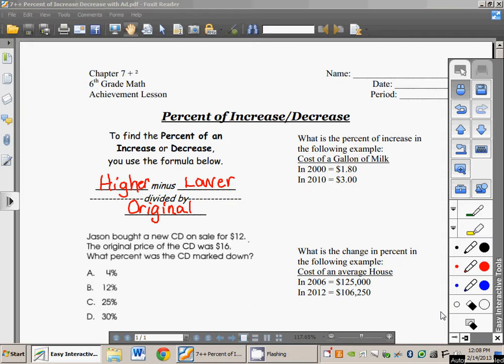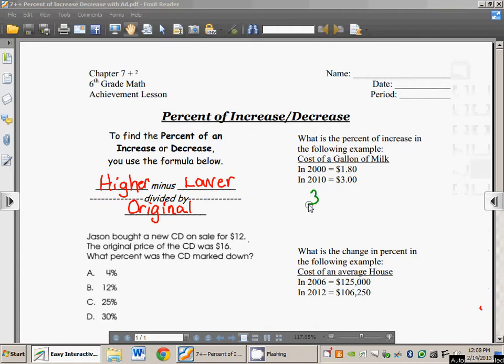Around the time you were born, then, let's say, the price of milk was $1.80. A few years ago in 2010, the price of milk was $3. The price has gone up. However, the percent of increase can be found by doing the high price, $3, minus the low price, $1.80. So how much has the milk price changed? What is 3 minus $1.80? That's $1.20. So the price has gone up $1.20 in 10 years.